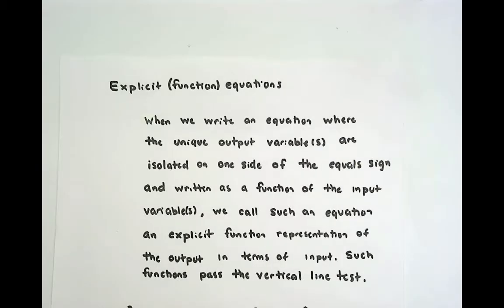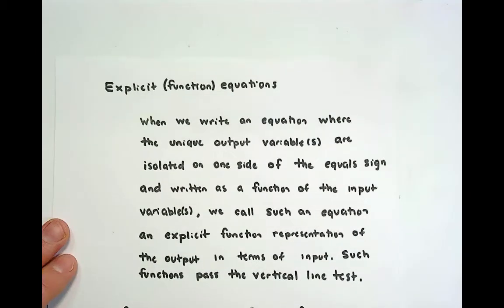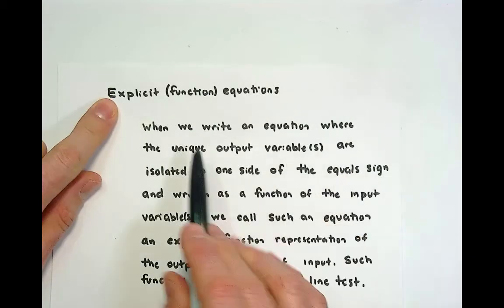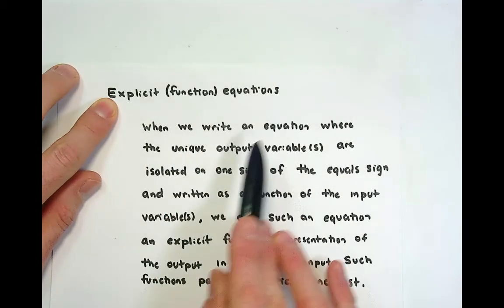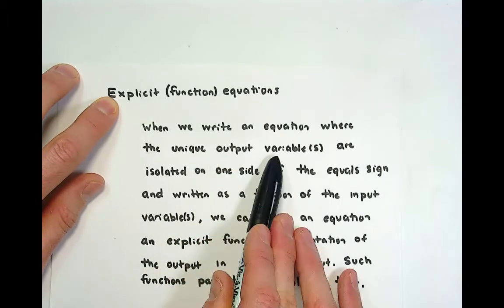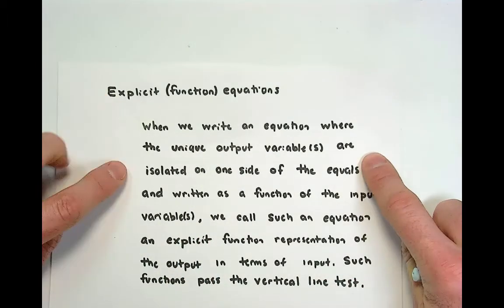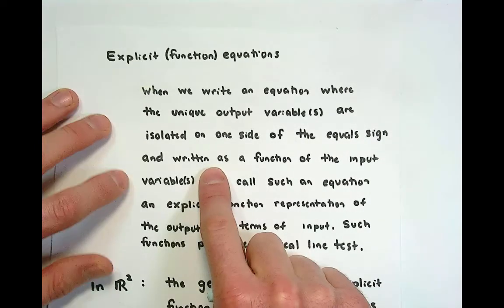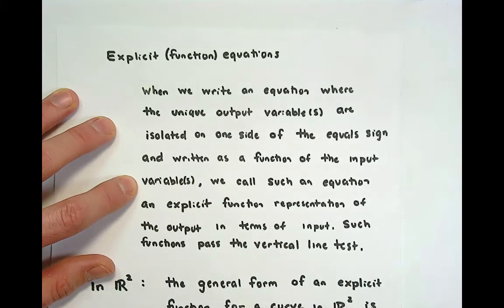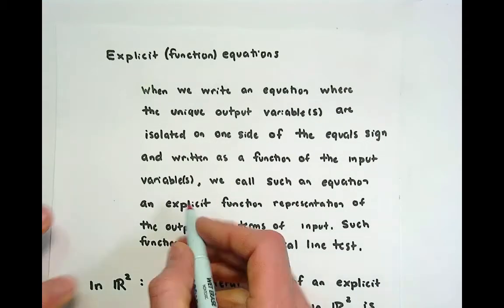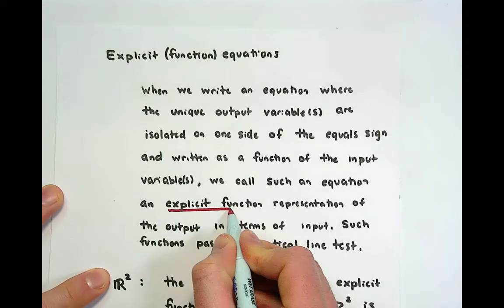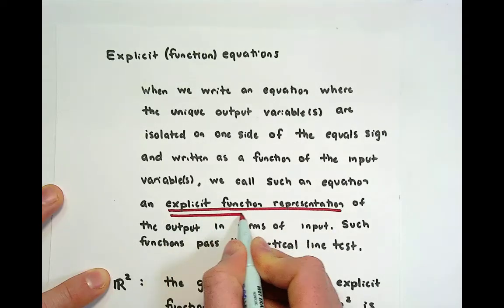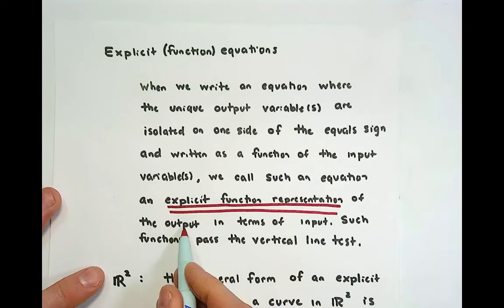So one type of equation we called explicit function equations. In explicit function equations, we write an equation where the unique output variable or variables are isolated on one side of the equal sign, and these output variables are written as a function of the input variables. We call such an equation an explicit function representation of the output in terms of the input. Explicit because literally the output is given in terms of the input.